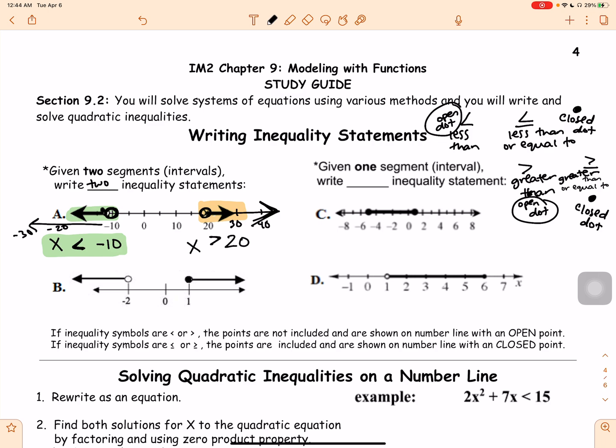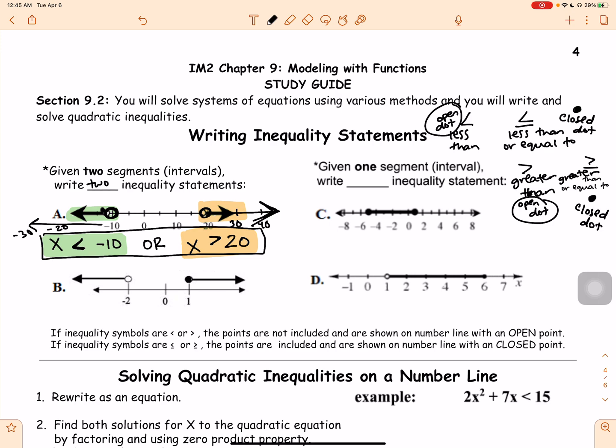And they're not greater than or equal to because this here is not a closed dot. This is what it would look like if it were a closed dot, but it is not, okay? So that line there tells me x is greater than 20. So here we have two options. So it's x is less than -10 or x is greater than 20. And this would be your two answers, or your two inequality statements. Okay, so either x is less than -10 or x is greater than 20.